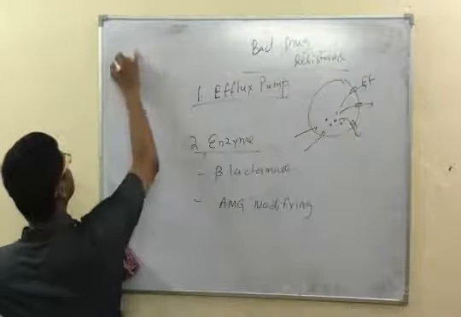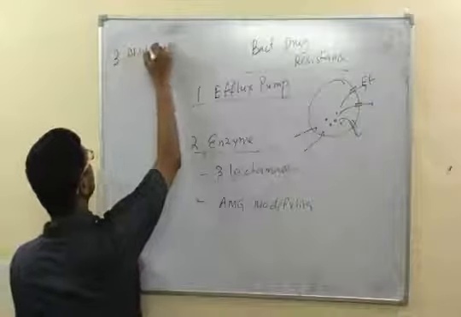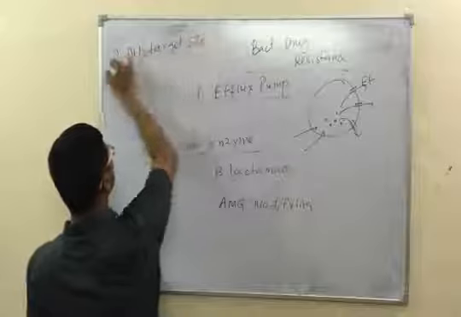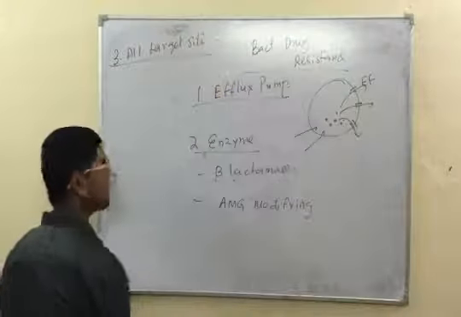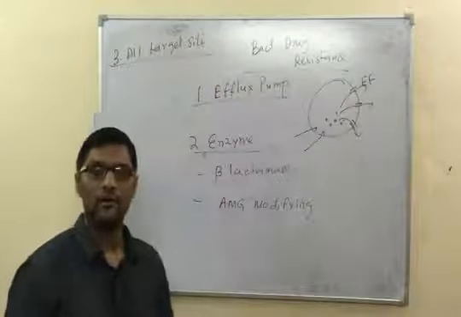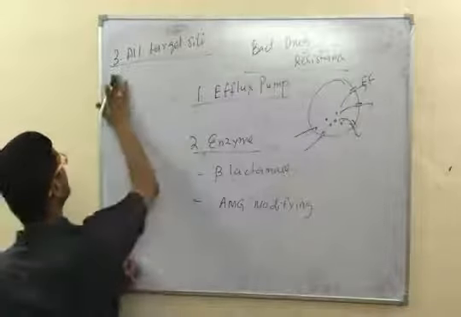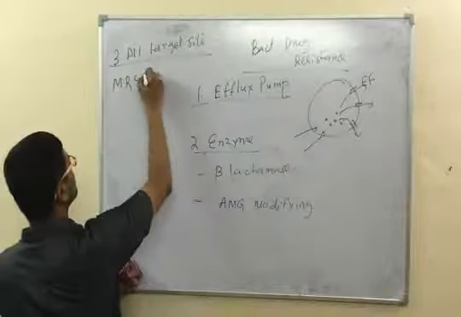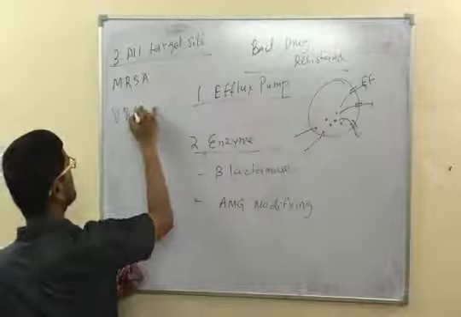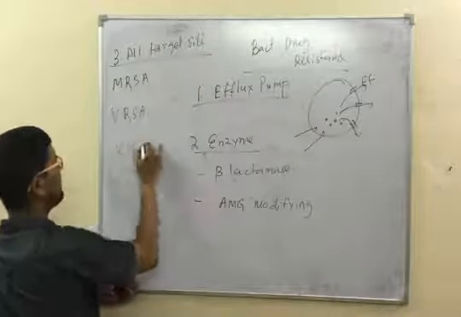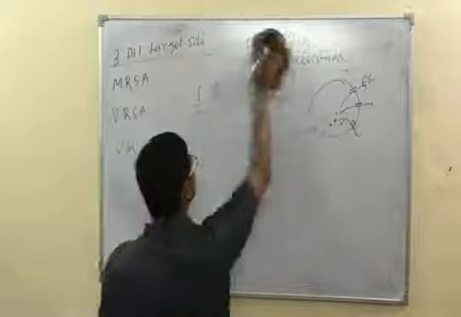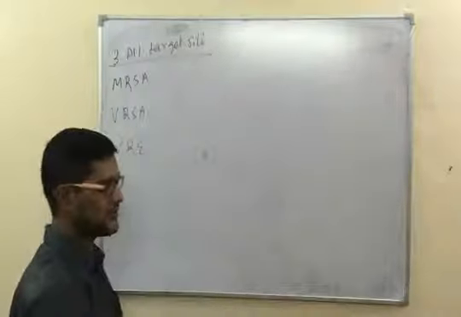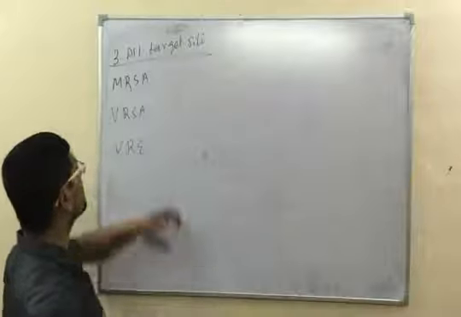The third mechanism is alteration of the target site of the drugs. This is shown by various strains like MRSA, VRSA, and VRE. All these are bacteria which exhibit drug resistance by alteration of the target site.